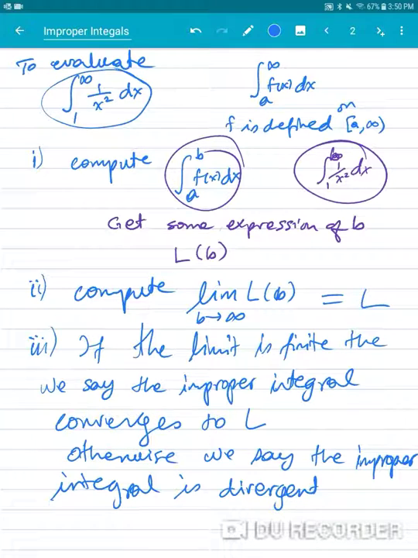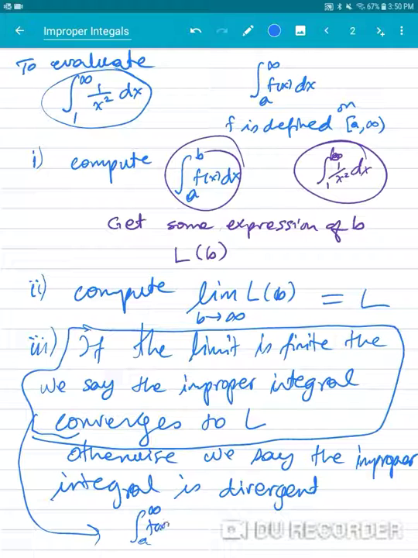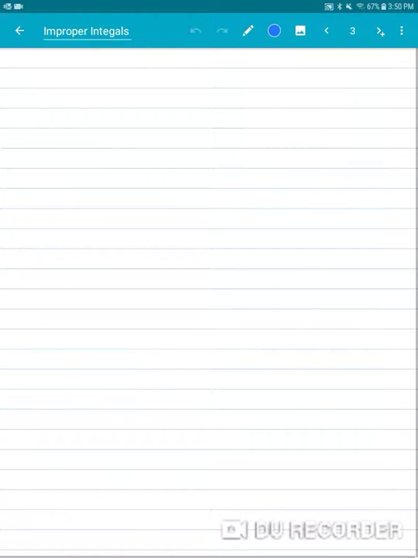Okay, so in this situation, when it converges to L, when the limit is finite, we write the integral from a to infinity of f of x dx equals L to mean the integral converges to L. It's just an improper integral. So it does converge to L. That's what we write. So let's just have a quick example here.